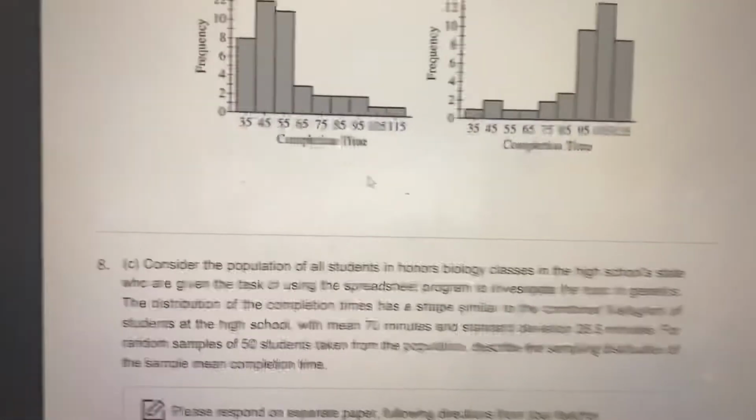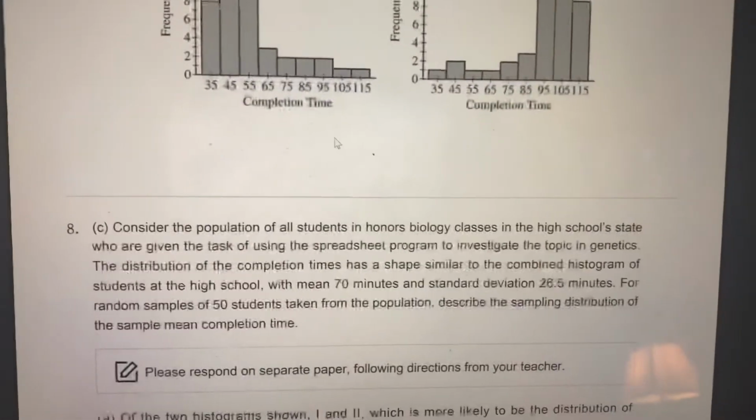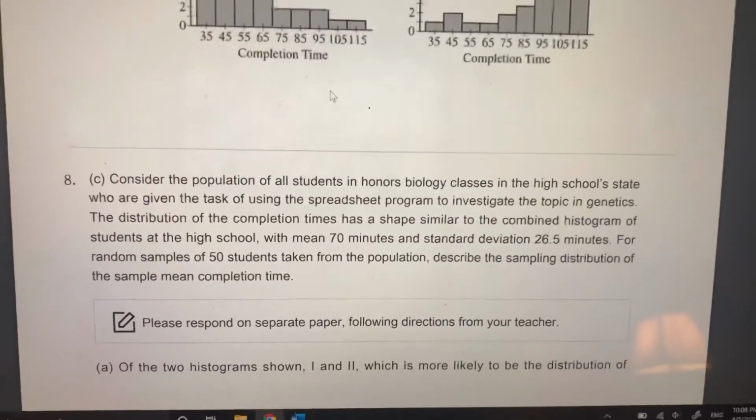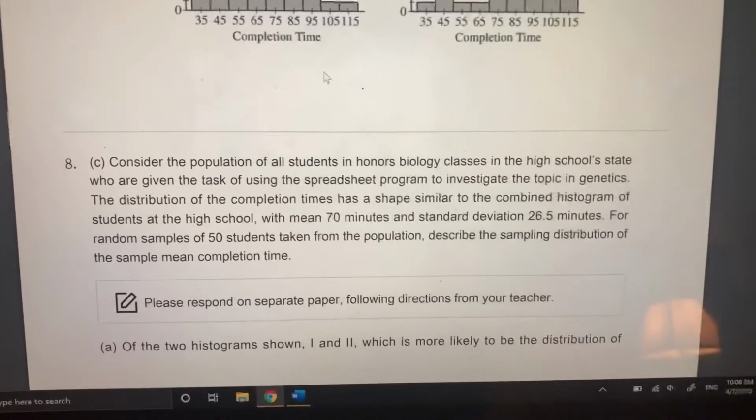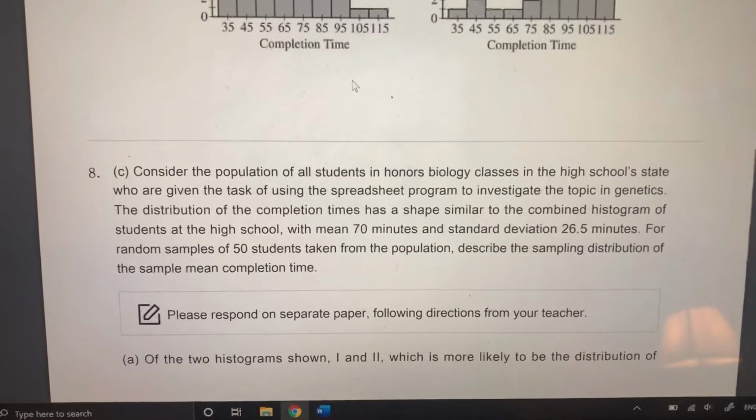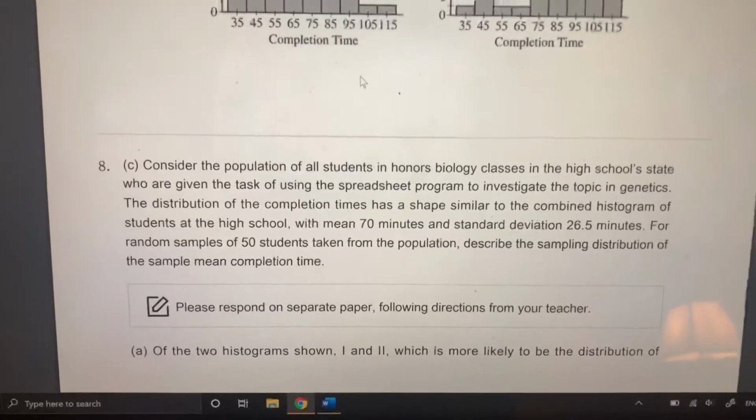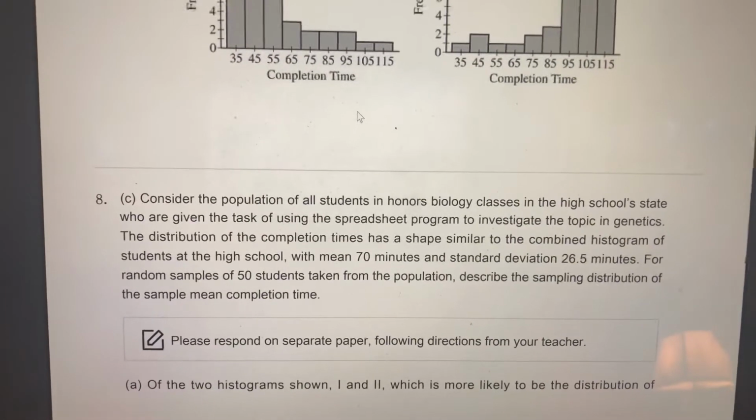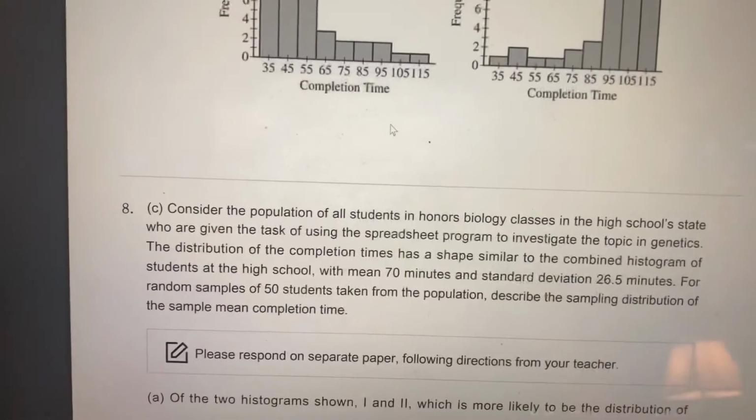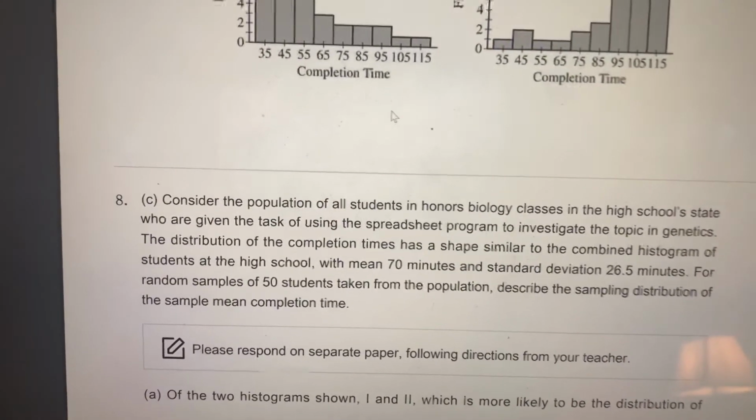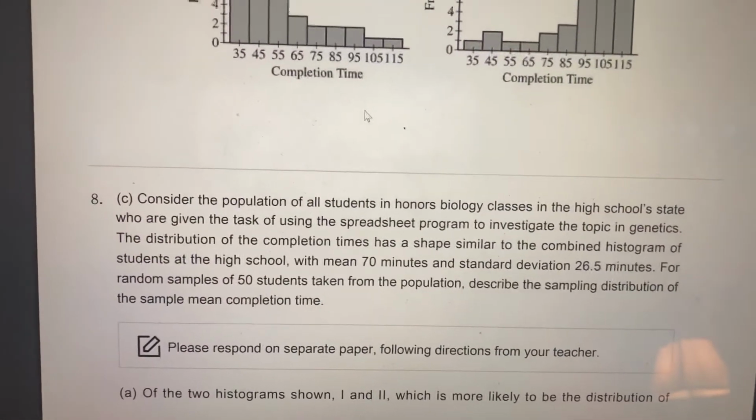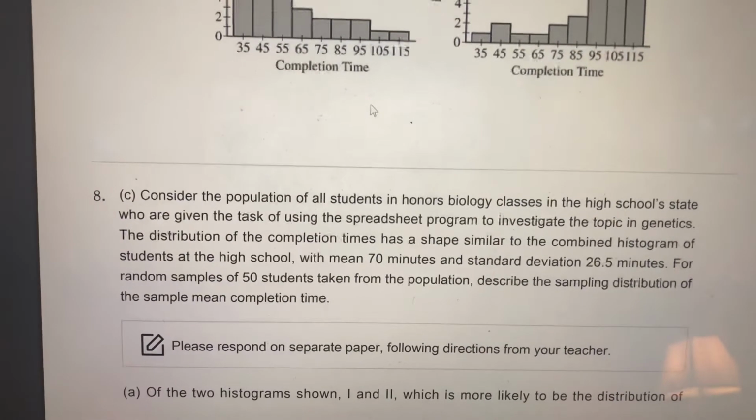And part C. Consider the population of all students in honors biology classes in the high school state who were given the task of using the spreadsheet program to investigate the topic in genetics. The distribution of the completion times had a shape similar to the combined histogram of students at the high school, with mean 70 minutes and standard deviation 26.5 minutes. For random samples of 50 students taken from the population, describe the following distribution of the sample mean completion time.